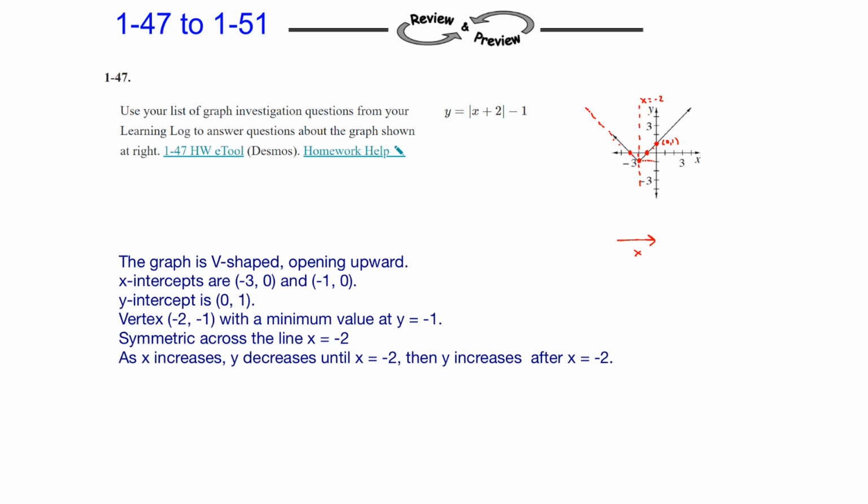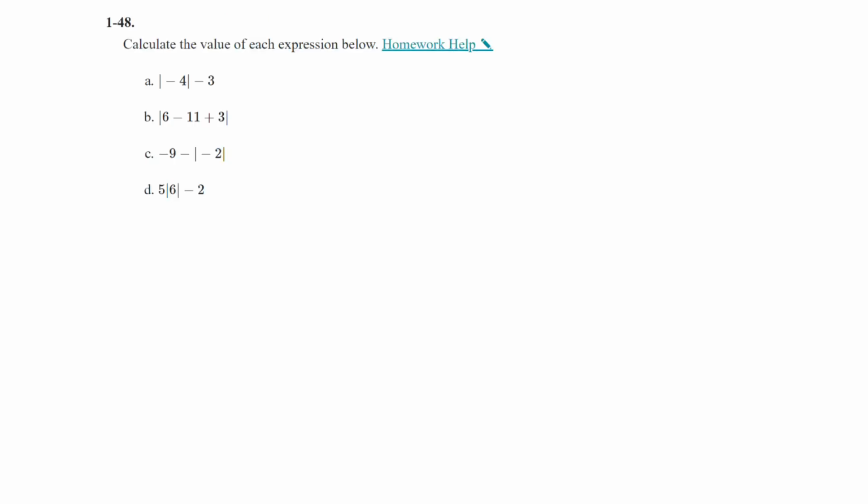We have the vertex with a minimum value at y equals -1. There is no maximum value because the graph keeps increasing. It is symmetric. And as x increases, y decreases until x equals -2. So right here at x equals -2, the graph is going down, the y value is decreasing, and then right after x equals -2, it is increasing.